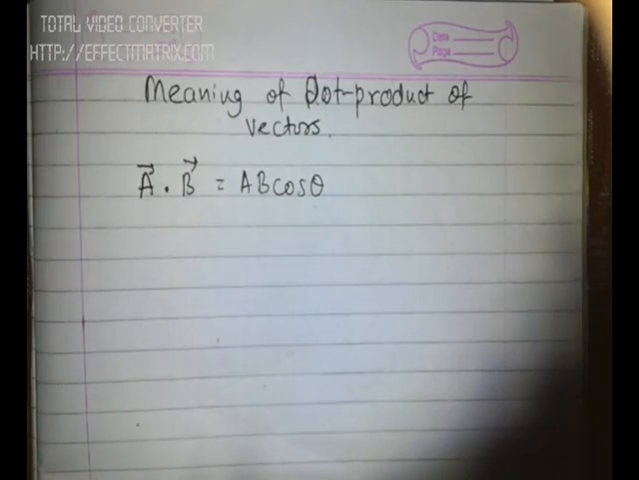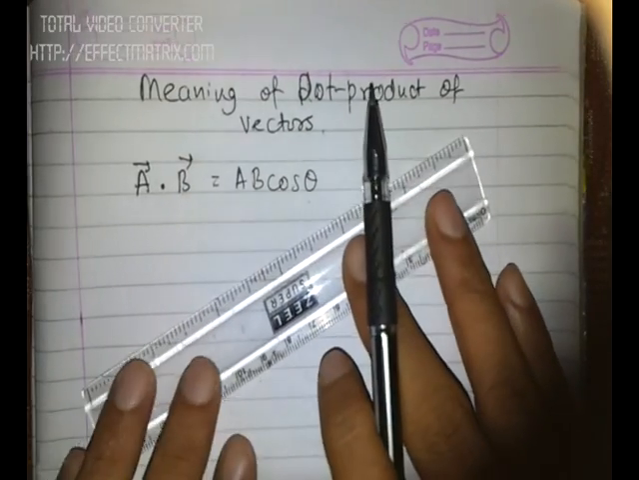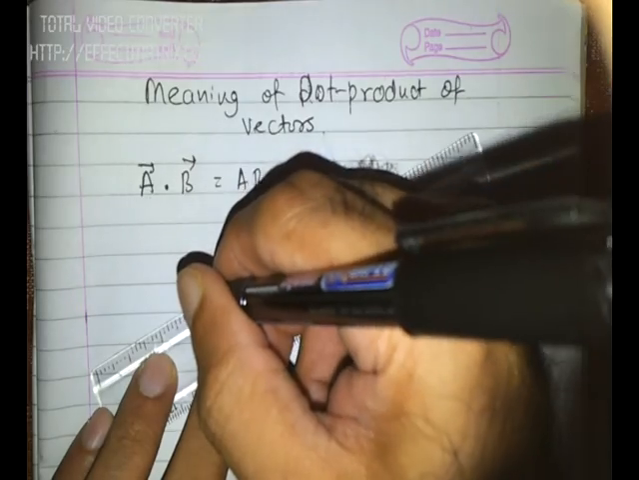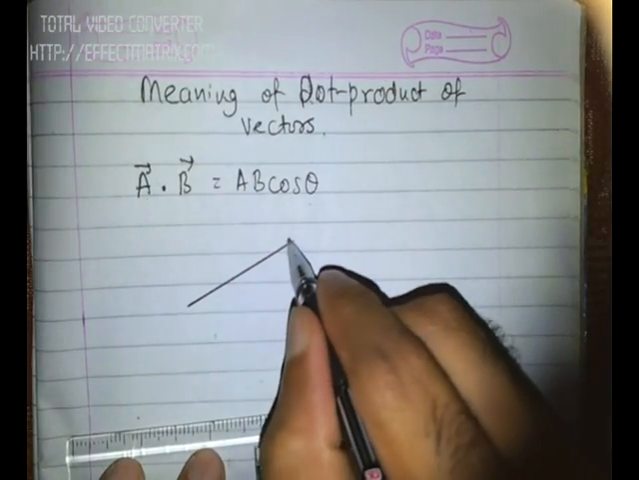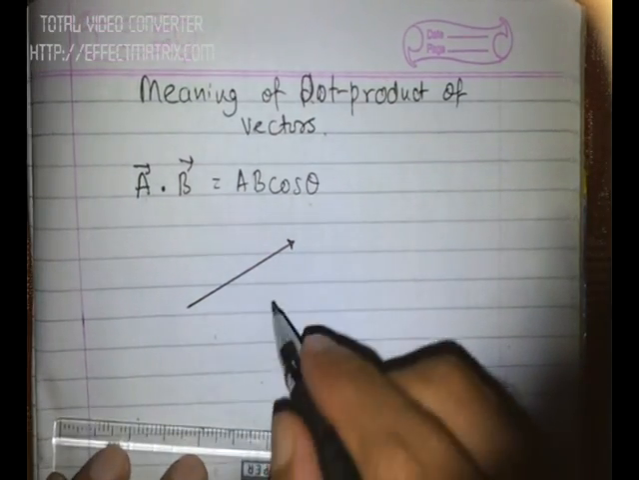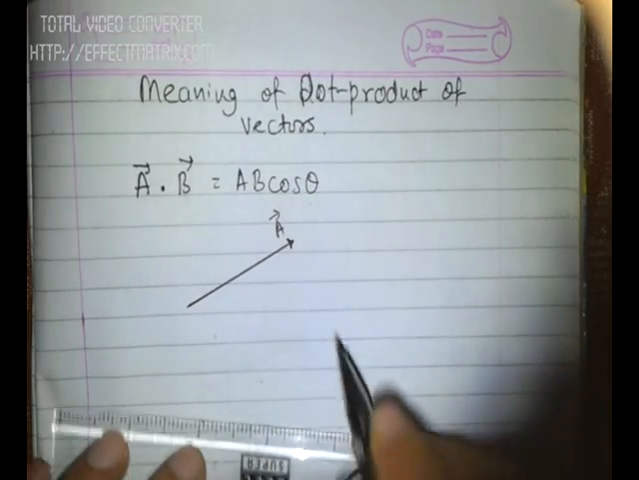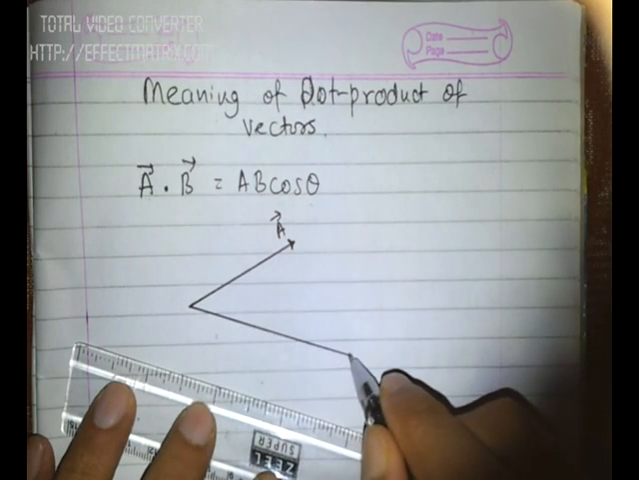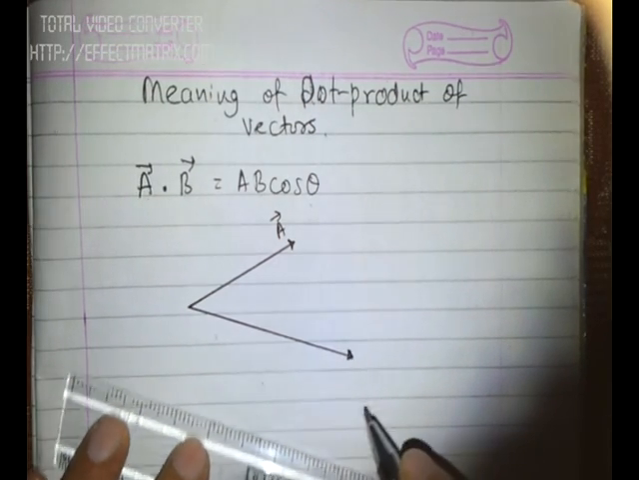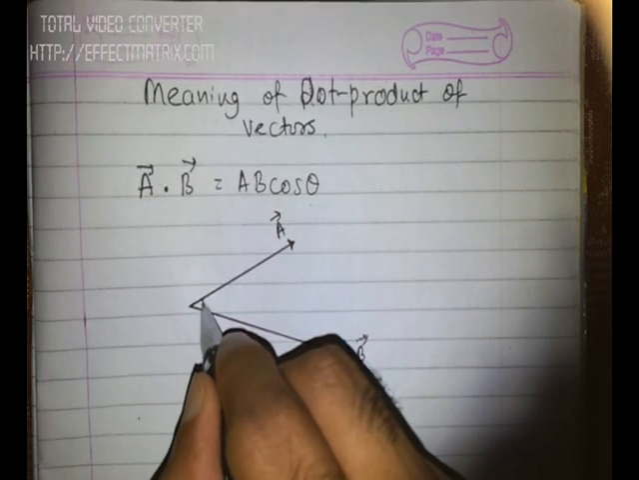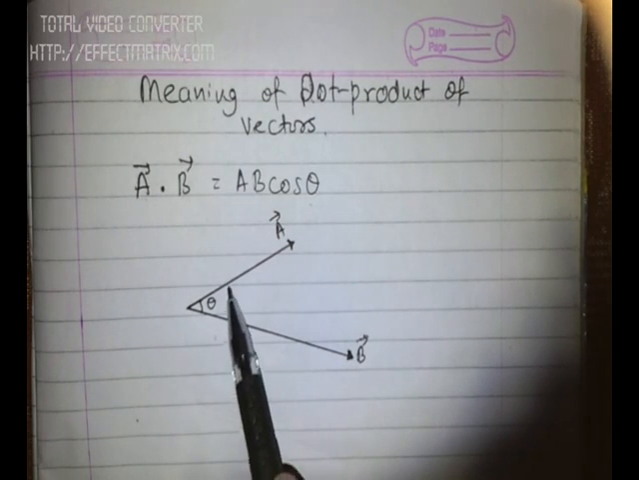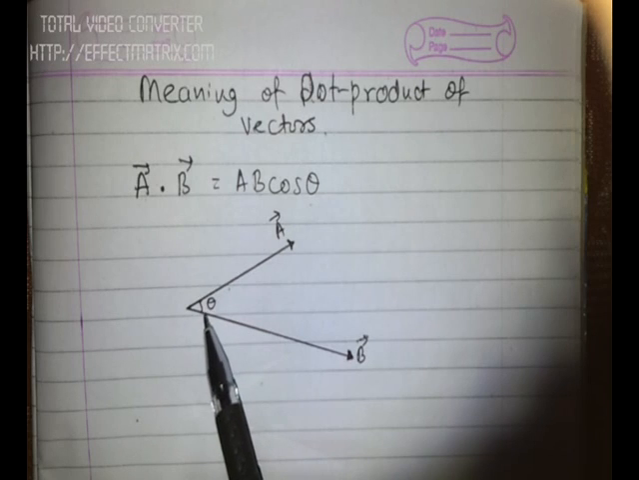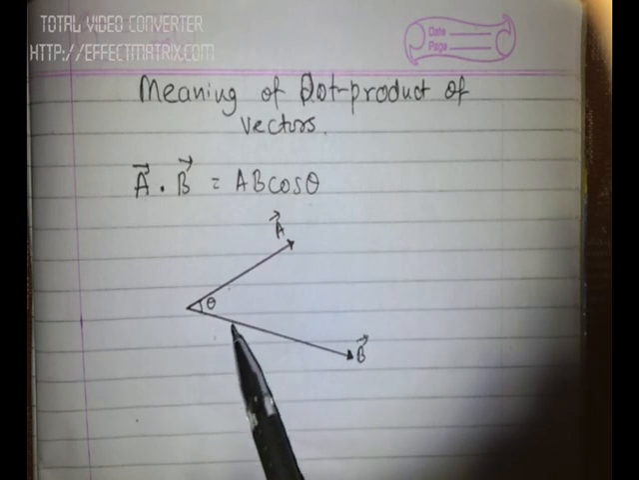So let us draw two vectors A and B, and I'm going to take them in no specific direction. Let us say this is vector A, and this is vector B. Again, I'm taking it at any random angle, and this angle is theta. So I have considered two vectors A and B, their lengths are different, and they are at an angle theta with each other. What does the dot product of these two vectors mean?